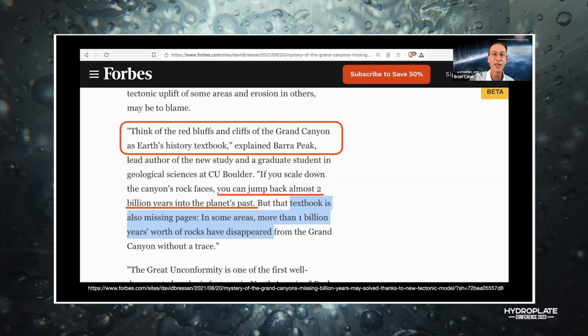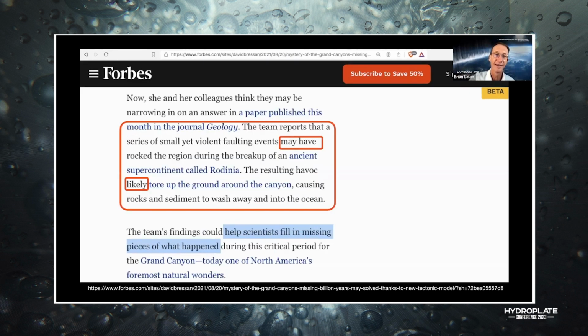No, your perspective of the past is wrong, so that you may come up with these foolish ideas. And this is what they say. The team reports that a series of small yet violent faulting events may have, that's a fuzzy word, may have rocked the region during the breakup of the ancient supercontinent called Rodinia. The resulting havoc likely tore up the ground around the Grand Canyon, causing rocks and sediment to wash away into the ocean. May have and likely are super fuzzy words.